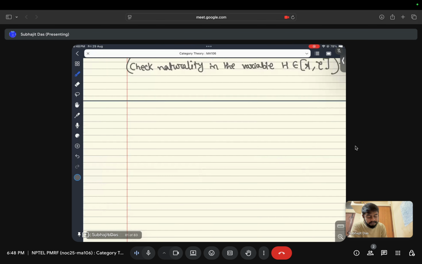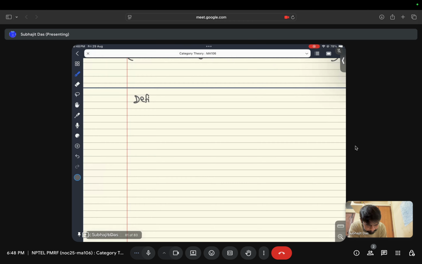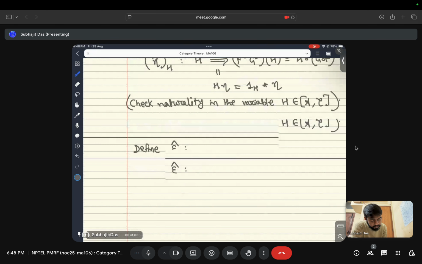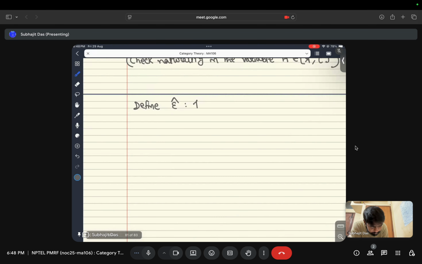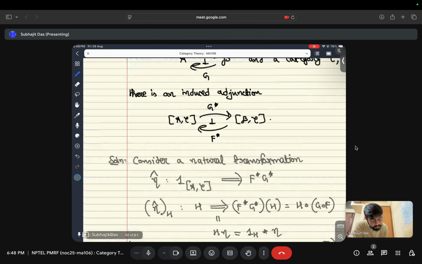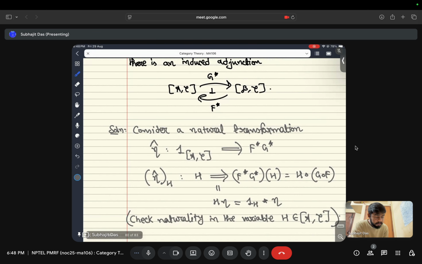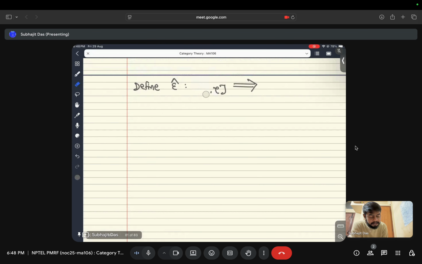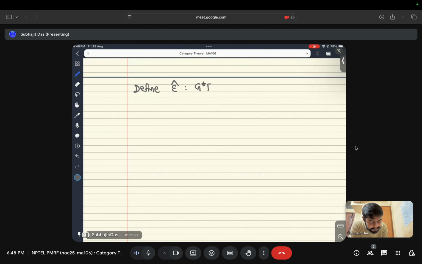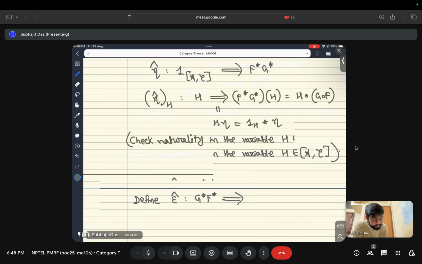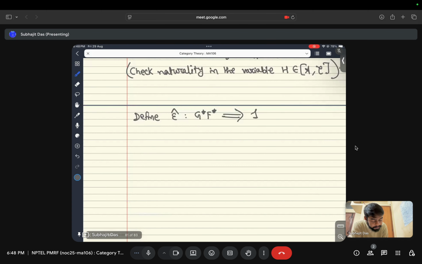We also want the co-unit of our adjunction. So define epsilon hat, which should be, sorry, not 1, it's supposed to be the co-unit, so it should be from FG, which in this case is G star F star, where G star is the left adjoint and F star is the right adjoint, into 1 on the functor category from B to C, right?